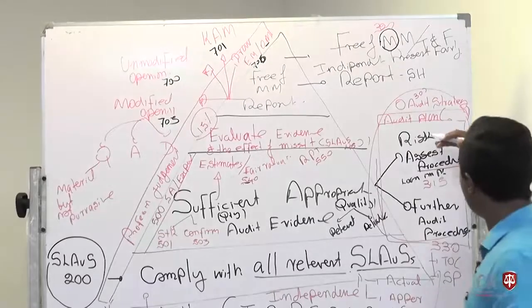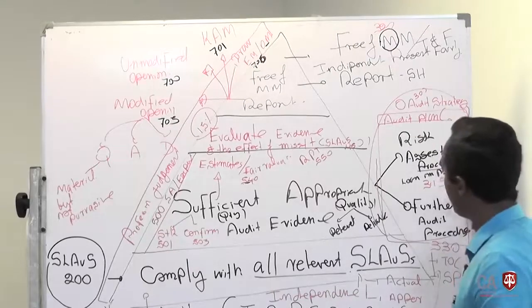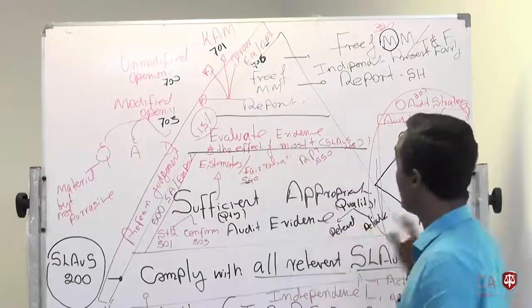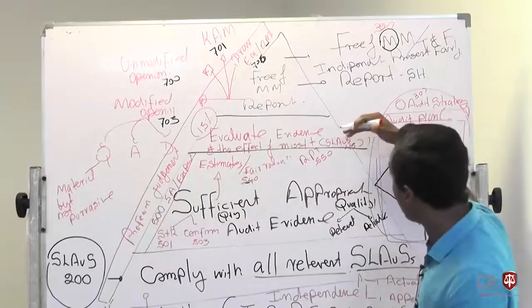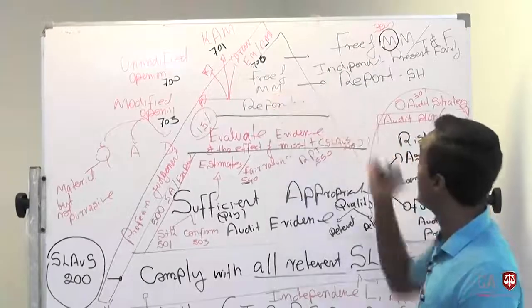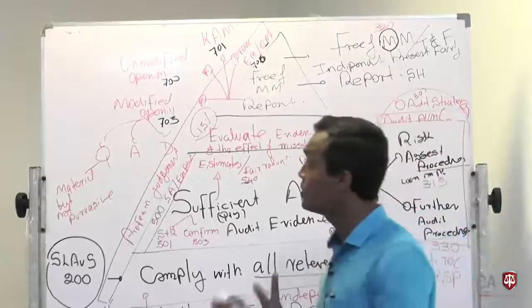Right, and then there is a planning process. This is the 300 series, right? Then I explained to you materiality. Then the 500 series on evidence. Then there is a specific standard, 450, on evaluating misstatements, and finally the 700 series on reporting. So this is auditing standards at a glance.